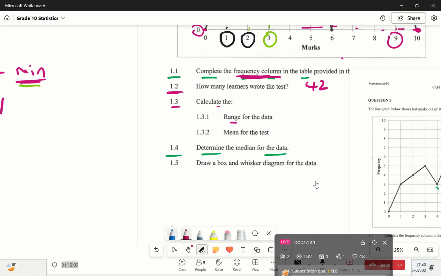The question is: determine the median of the data. The median is the middle value. So before we even look at it, we've got 42 numbers. Can you guys tell me if you're going to have one middle value or a pair of middle values? Is the data odd numbered or even numbered?